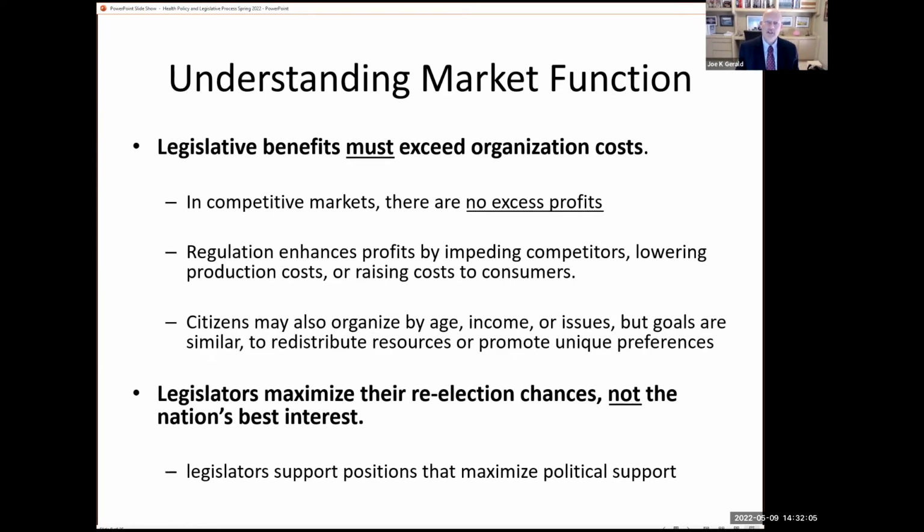Again, citizen groups can also come together to organize by age, for example the American Association of Retired Persons, by income, or around issues like gun rights. And so in some regards, they have similarities to what industry or businesses might do, but instead of seeking financial gains, oftentimes these other organizations are more issue oriented and they're seeking their preferences to be met and not necessarily a financial gain, right? So there are exceptions to industry dominated lobbying.